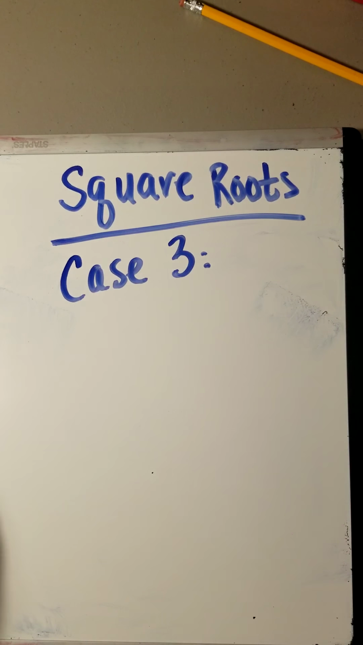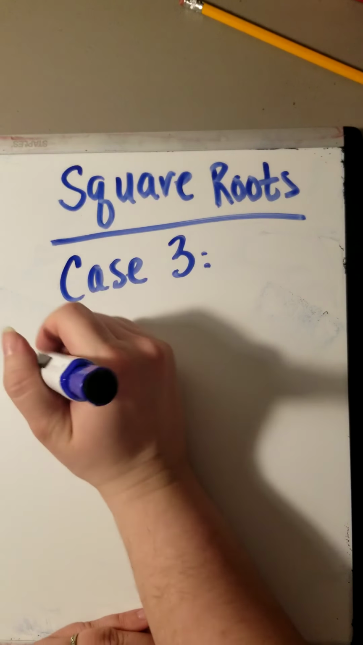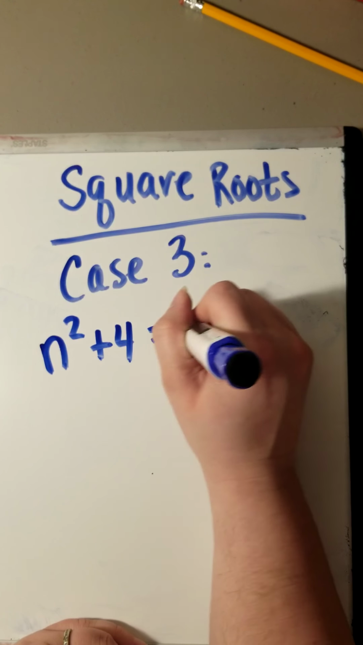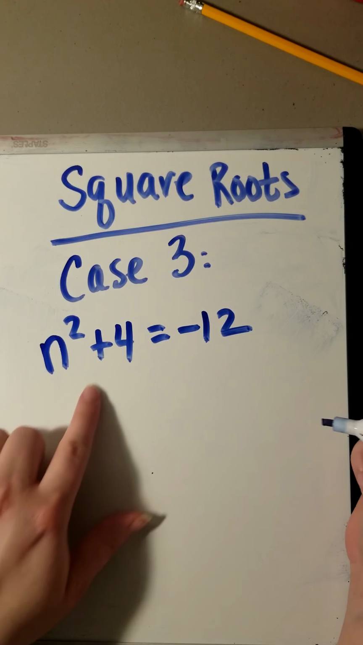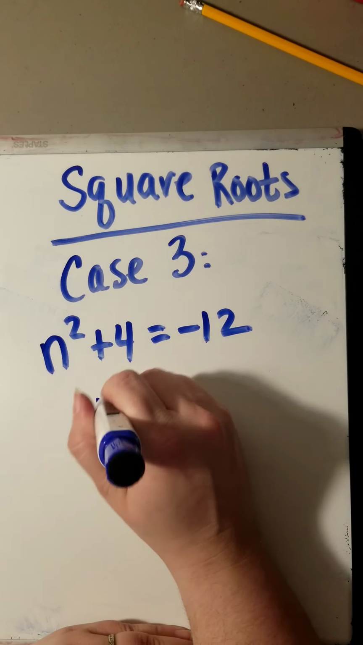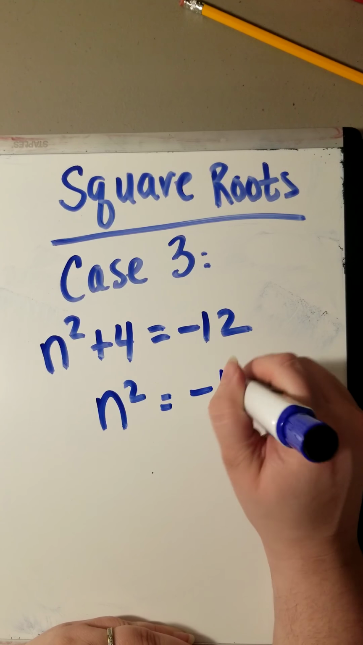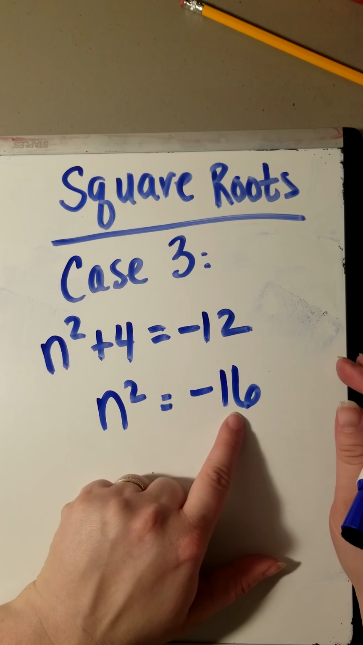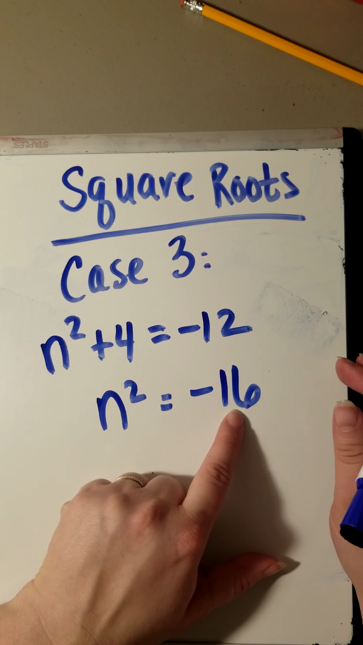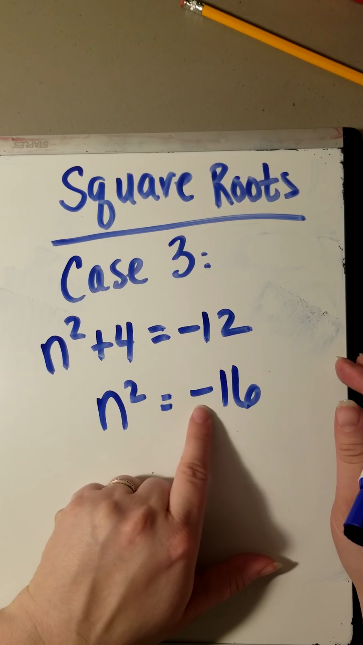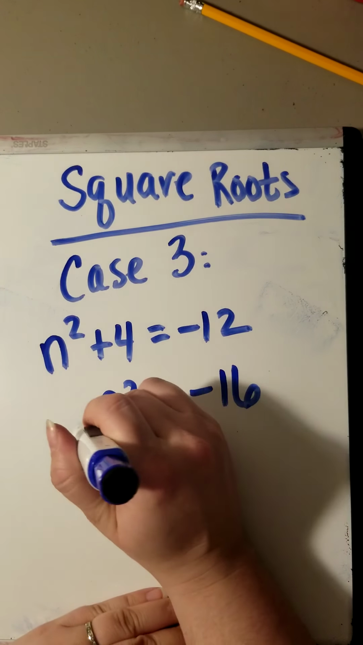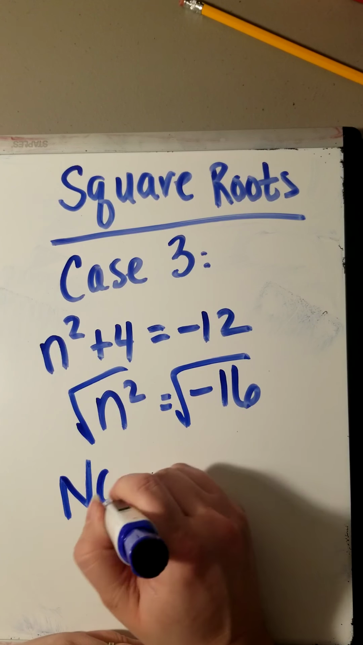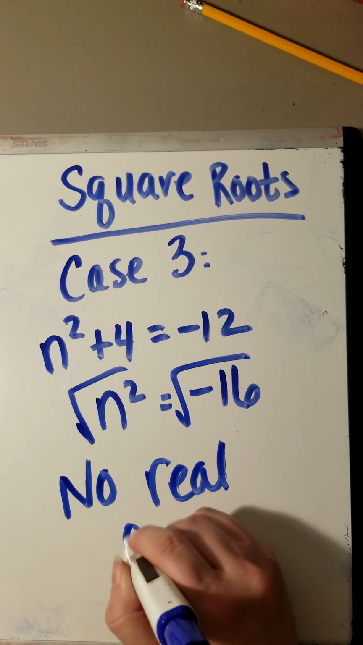I'm just going to say that that's true even if you have something like n squared plus 4 equals negative 12, and you subtract this 4 to bring it over to the other side, and now you've got negative 16. Yeah, negative 16, this 16 you can take the square root of, right? That's a perfect square. But this is still a negative. So when I try to take the square root, it's still no real solution.